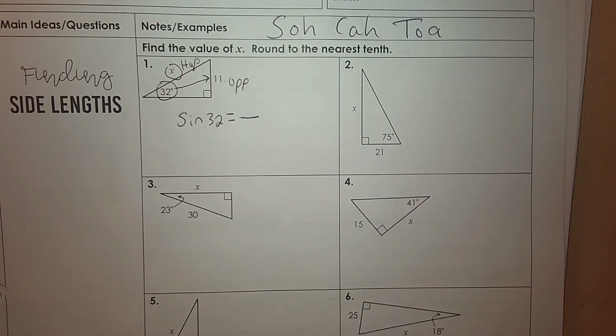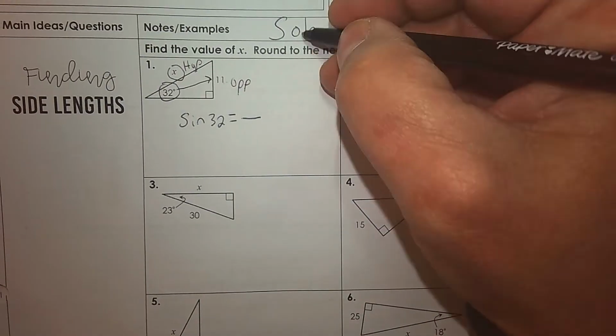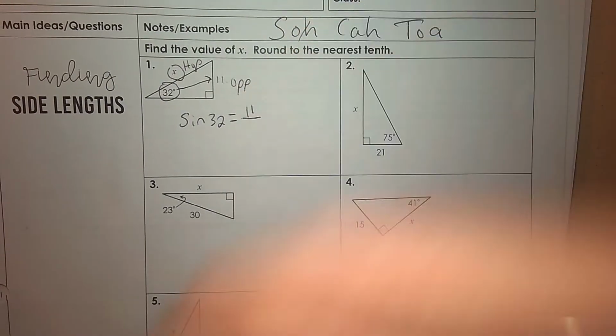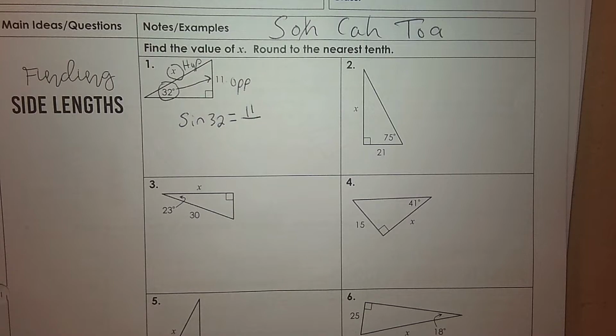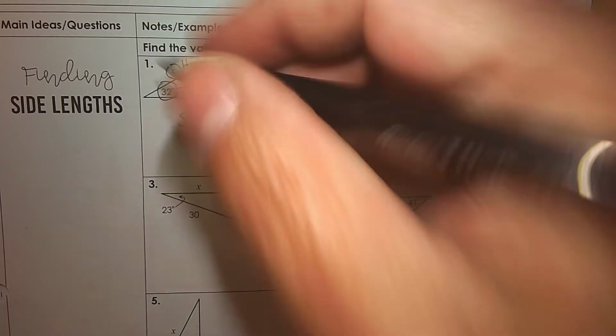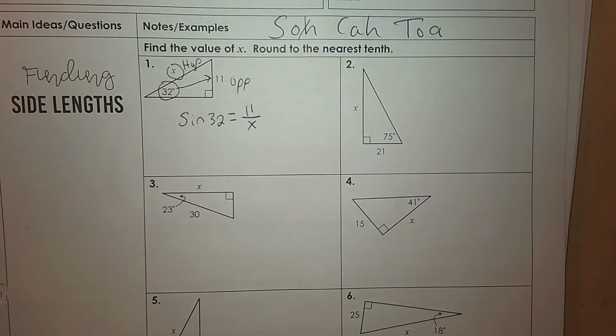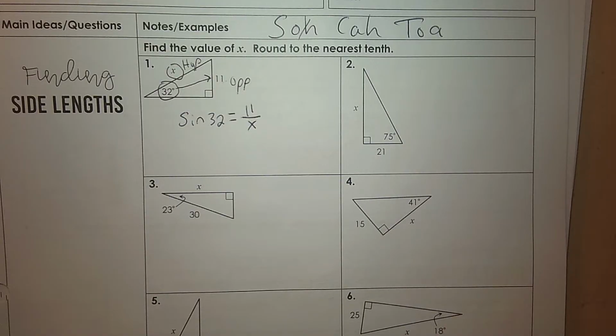What goes in the numerator? The opposite side. What goes in the denominator? X. So first up, can you set it up using the correct trig ratio? You can't use whichever one you want. You got to use the one based on what's given, yes? And can you set it up?